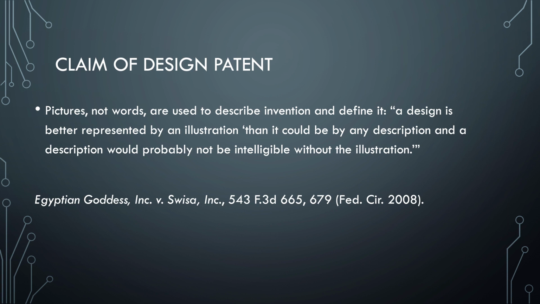Egyptian Goddess, then, is the seminal case today that makes the point that we look to the pictures, not words, that are used to describe an invention, and we define it as follows. A design is better represented by an illustration than it could be by any description, and a description would probably not be intelligible without the illustration. So that is the core principle of claim construction, of how we construe the meaning of a design patent. And so it's done by looking ultimately at all the figures of the patent.